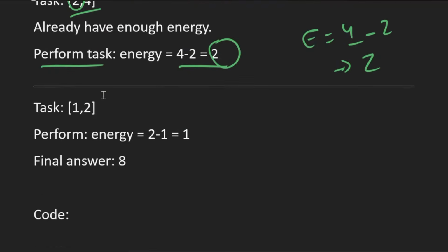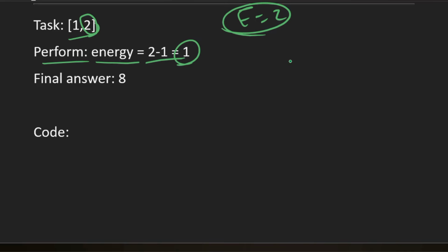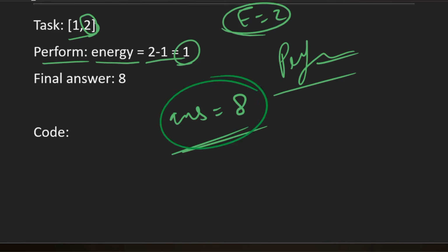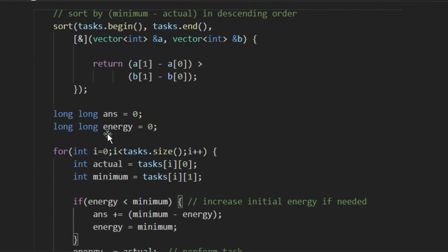So now again we move to the next task. The next task is 1 comma 2, and the energy that we have is 2, and it also requires a minimum energy of 2. So we can directly perform it because we have sufficient energy. So the energy left after this task is 2 minus 1, which is 1. So we have performed all the tasks. So our final answer is 8, that is, we require a minimum energy of 8 to perform all the 3 tasks. So let's see the code part.